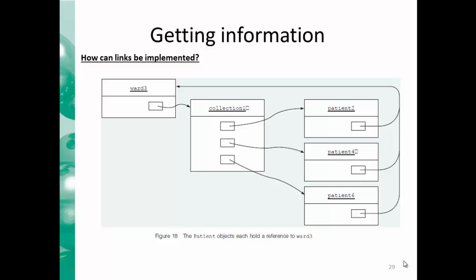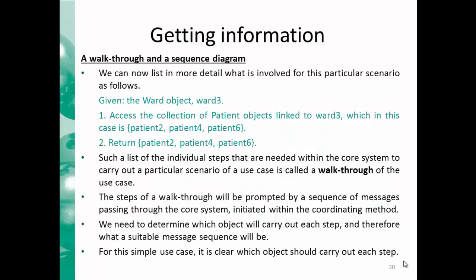Now, to make the patients know about the word they are in, we need to have a link or a parameter to say that patient 2 has an attribute called word, and that word will have the value 3, and so for patients 4, 5 and 6. So now when we want to ask the patient whether they know their word, as the word attribute is implemented in those patient objects, they will be able to tell us what word they are in.